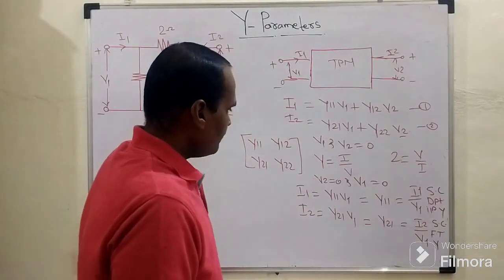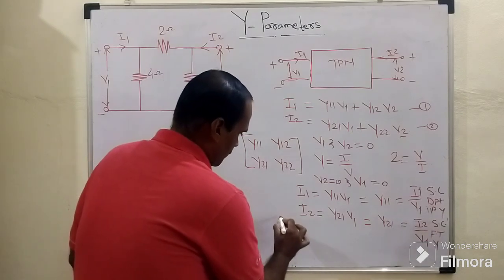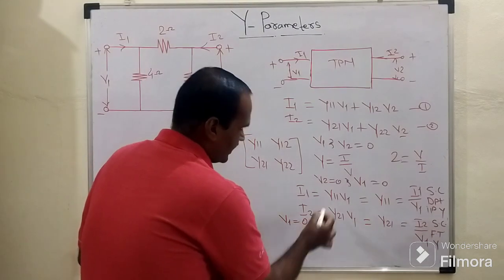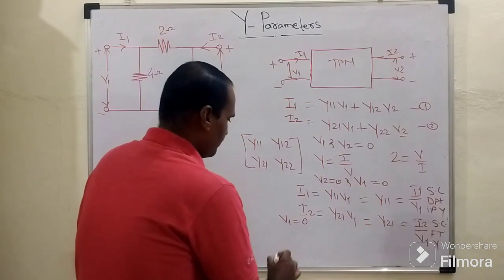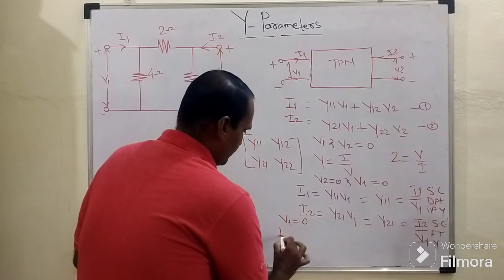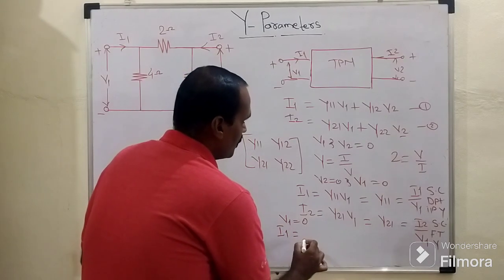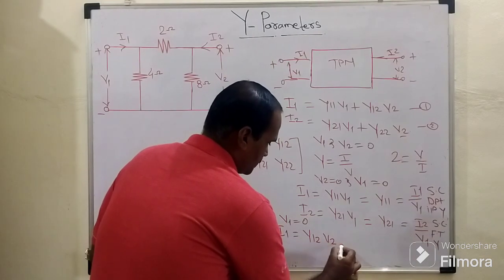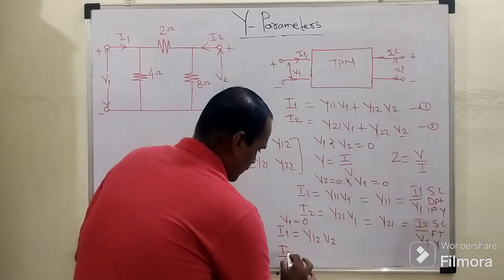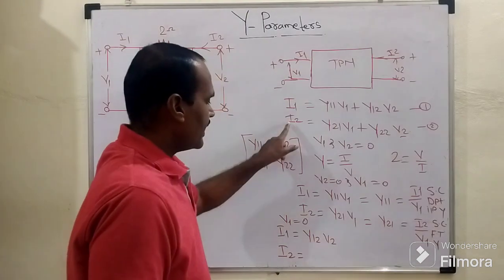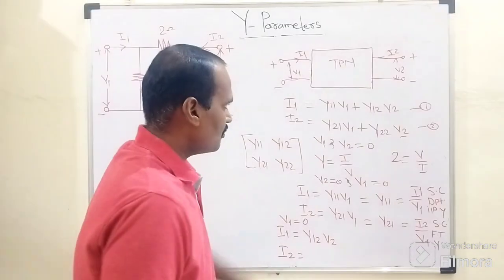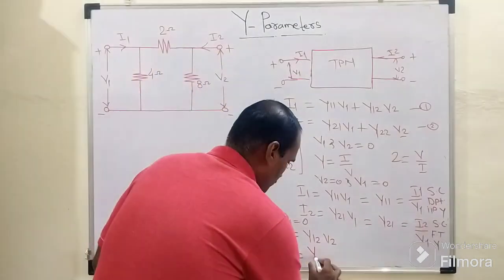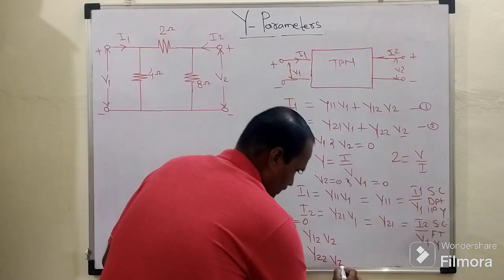After that, when we put V1 equals 0, equation number 1 becomes I1 equals Y12 times V2, and equation number 2 becomes I2 equals Y22 times V2.